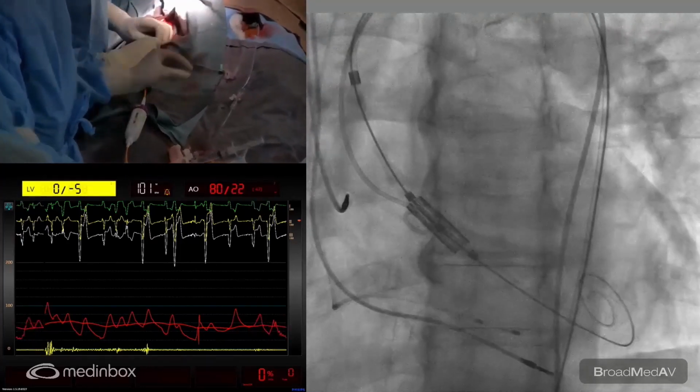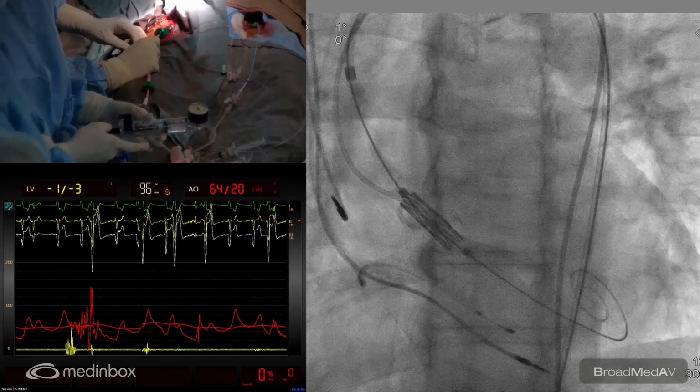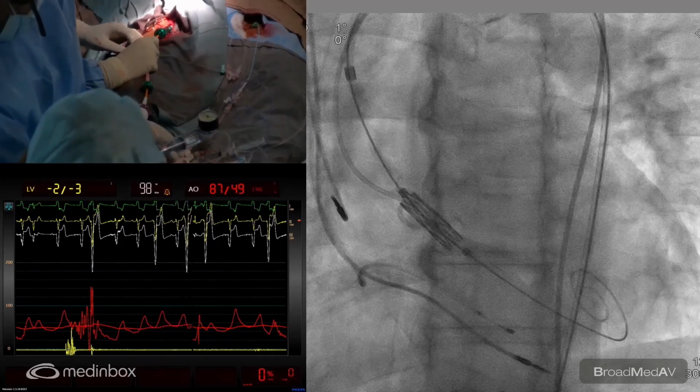We're going to deploy it at 80-20s. So we'll do an aortogram now. Ready for an aortogram?